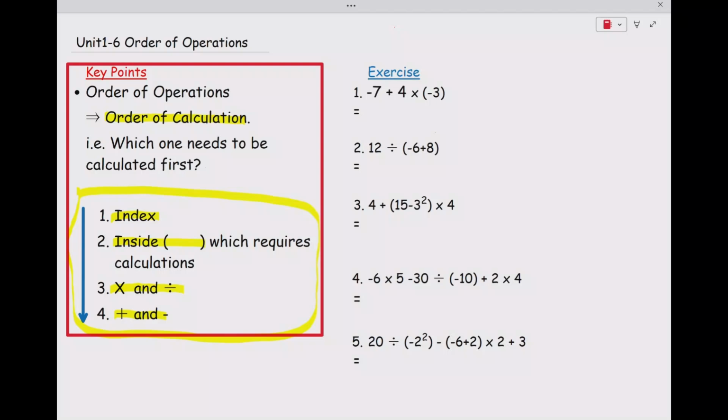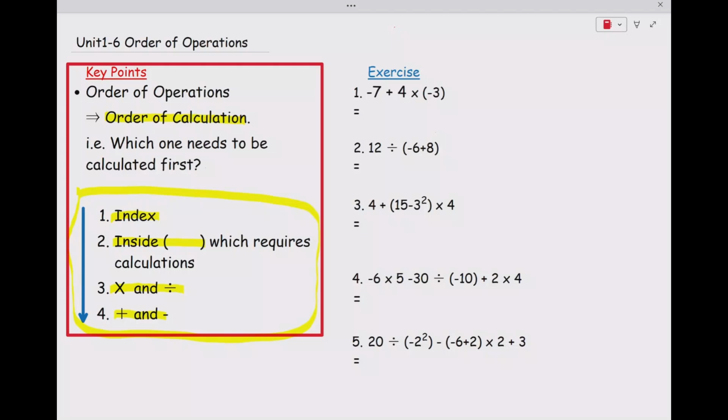Question number 1. -7 plus 4 times bracket -3. This is a question with an addition and a multiplication being mixed. Let's recall the order of operations. First, index. Second, contents of the brackets that requires calculations. Third, multiplications and divisions. And fourth, additions and subtractions.